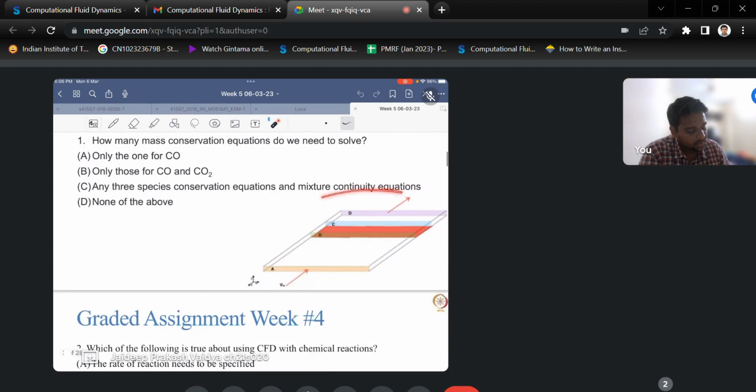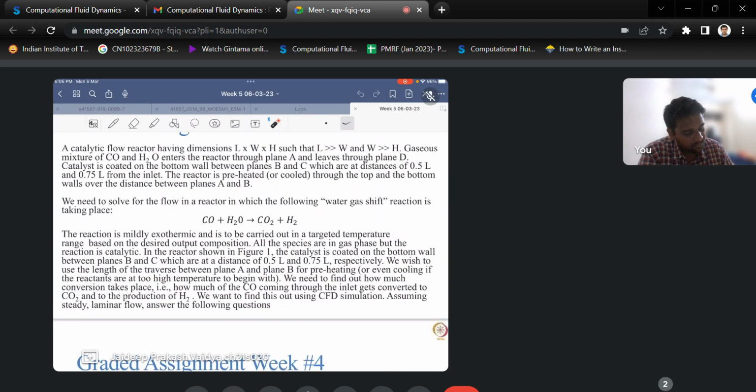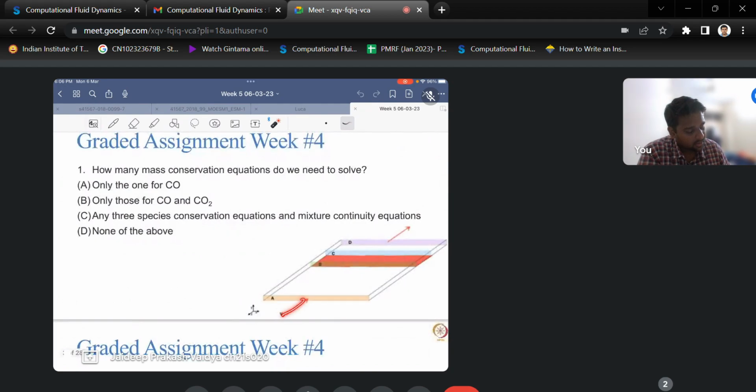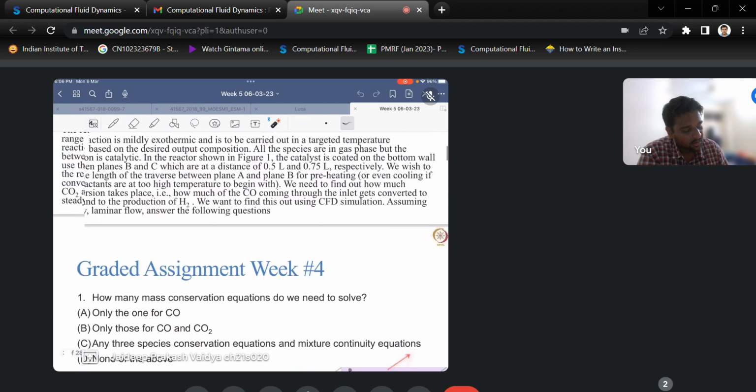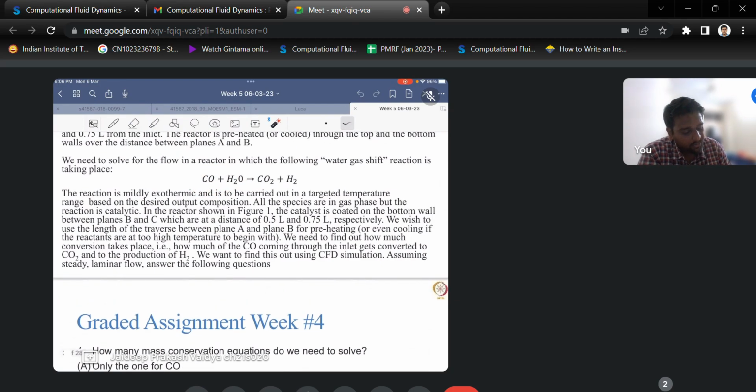This is the image that's shown. So let's assume that this is L and this is H. So this should be L and this should be W and that should be H. A gaseous mixture of CO and H2O enters through plane A and leaves through plane D. So this is given over here. The reactants are entering and we need to solve for the flow.